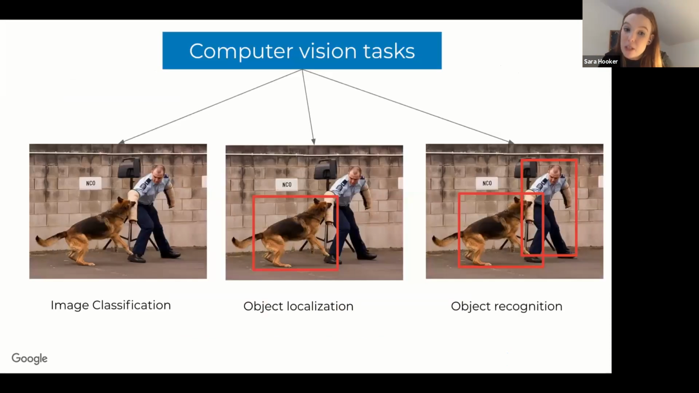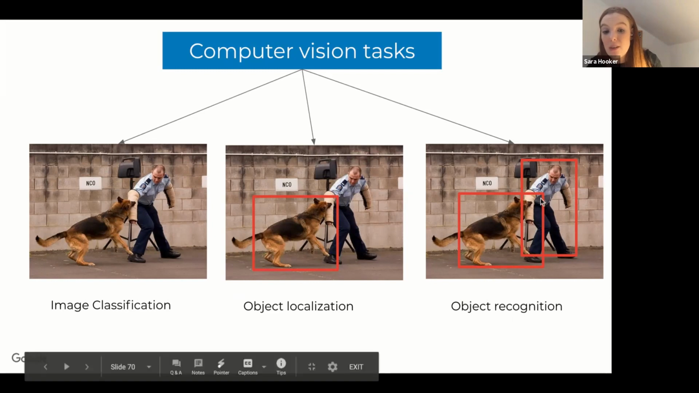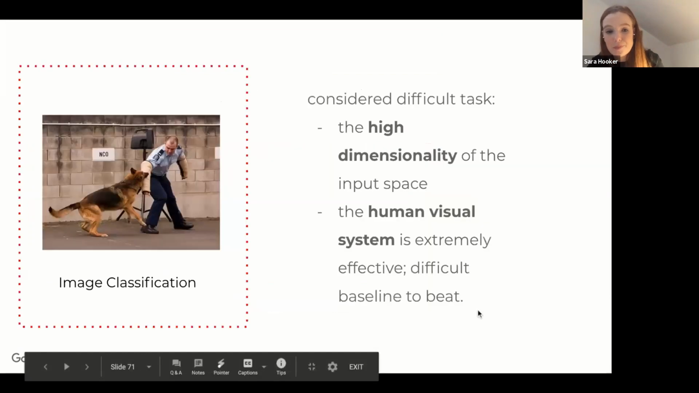And so when we talk about computer vision tasks, we can talk about things like image classification. So we're trying to identify an object in the image, object localization. So it's not only identifying the object, but where it is. Object recognition, where you want the whole suite. So you want to do both object as well as locate both.